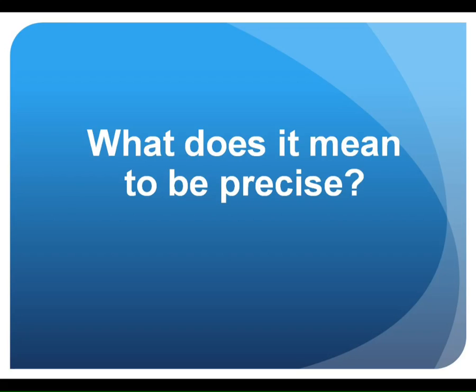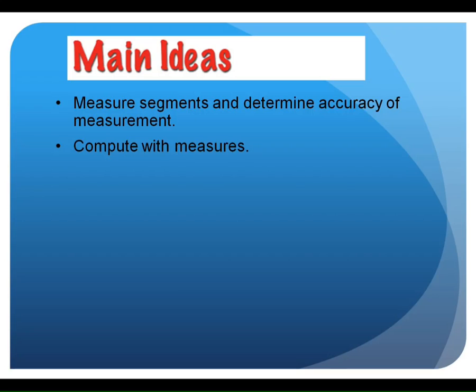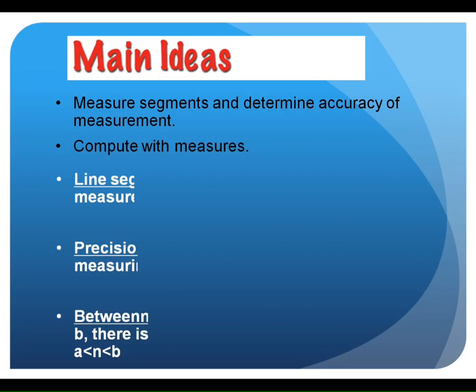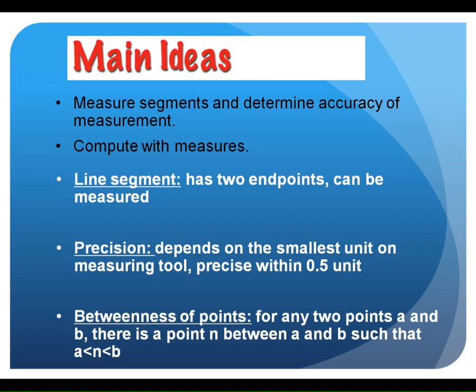In geometry, we talk about precision or precise in terms of measurement. We're precise to this amount. We're close enough to this amount. Okay, and we're going to talk about how to find precision. So this is the next chapter. We determine the accuracy of a measurement, and we compute with measures. Basically, if you know how to use a ruler, you will know a lot of this section.